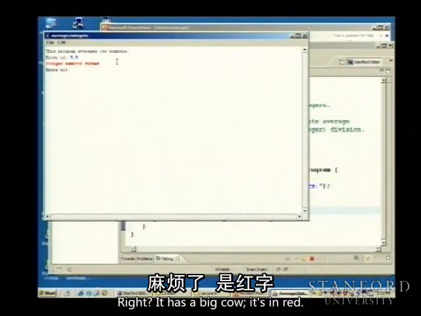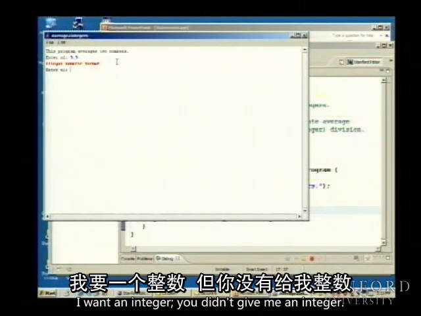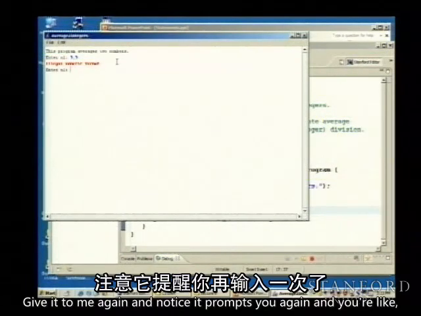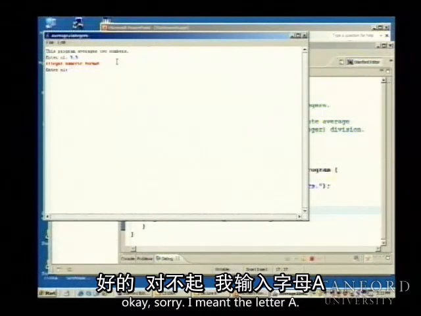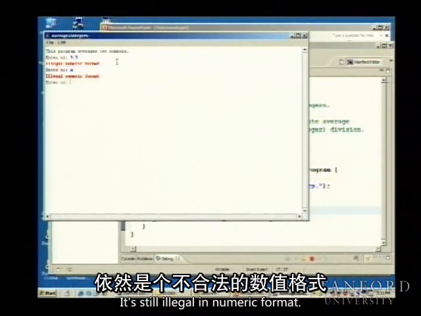It just has this big error in red, right? All that means is I want an integer. You didn't give me an integer. Give it to me again. And notice it prompts you again. Then you're like, okay, sorry, I meant the letter A. It's still illegal numeric format.